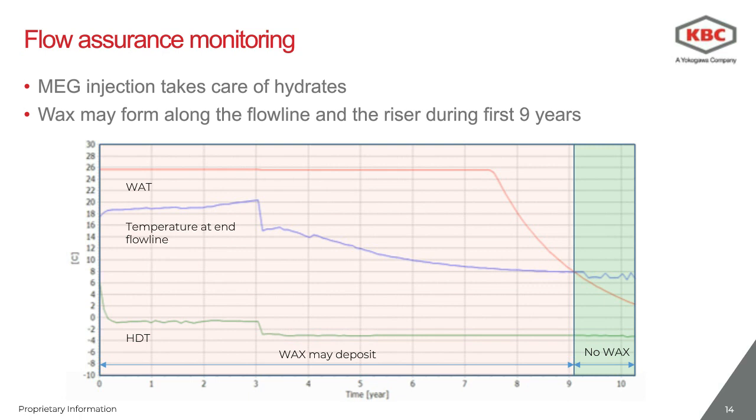So this indicates that wax may actually form in the flow line, but only in the first 9 years of production, where the wax appearance temperature is above the temperature of the flow line. While this seems to indicate that in the last part of the life of the field, I'm not going to have any wax problems at all, which is somehow surprising compared to what I was expecting.